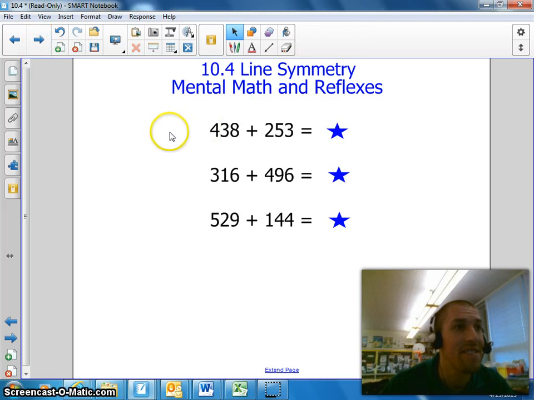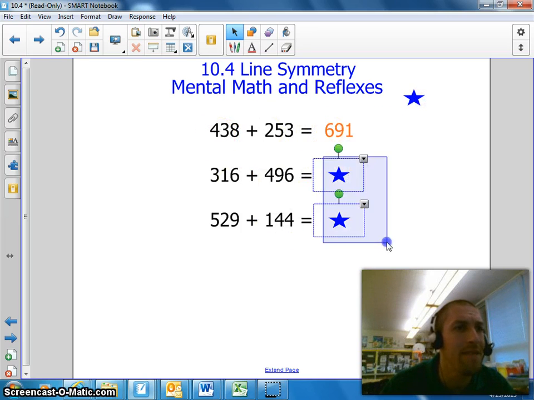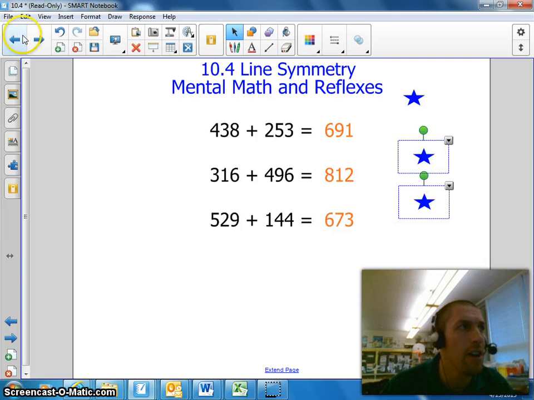What about these? All right, I would do 8 plus 3 is 11. 3 plus 5 is 80, so 80 plus 11 is 91. And then 2 plus 4 is 6, so 691. Can you try these two? Pause it. There you go.